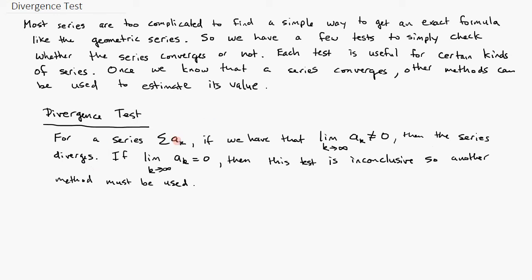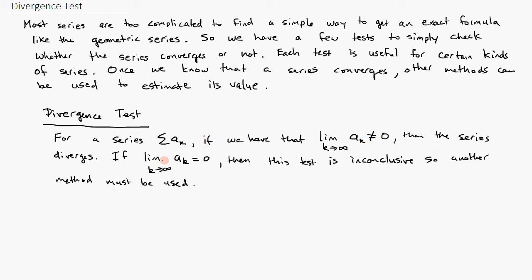Essentially, the meaning behind this is that for a series to converge, the terms have to get smaller and smaller until they're negligible. Whereas if the terms don't go to 0, then the terms don't get negligible, and so the series has to diverge. So that's the divergence test.